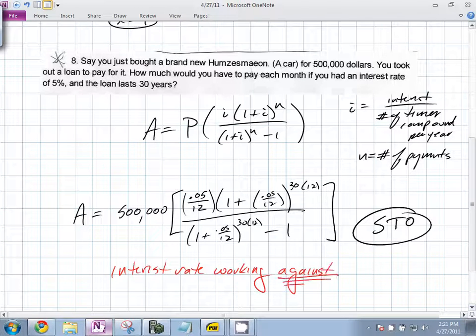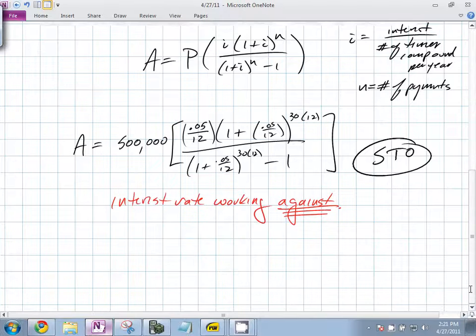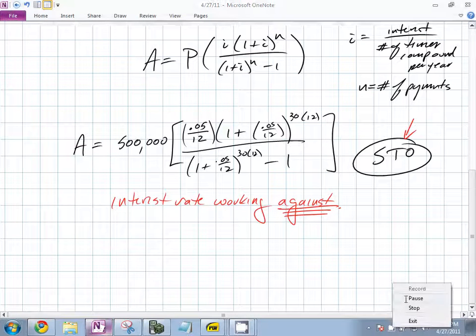Okay, it's working against you. You're paying more because your loan is getting larger. So the amount you owe keeps on growing. Like you chip away at it, but it grows when you're not paying it. It's working against you, meaning you're going to pay more than the initial amount.